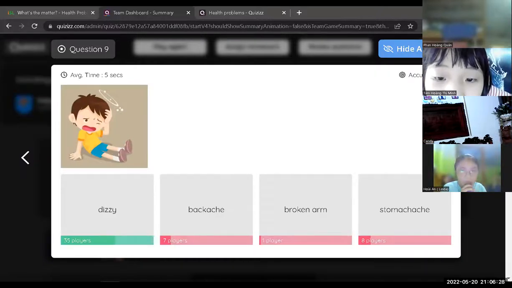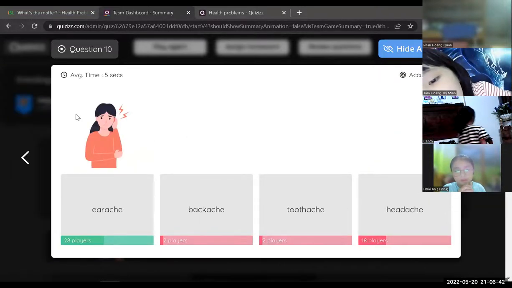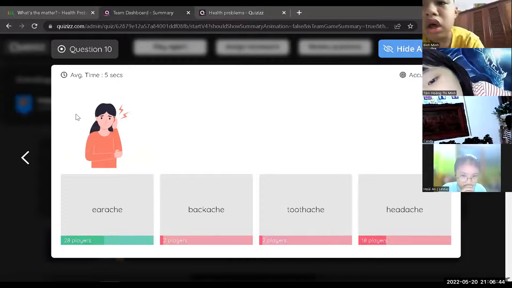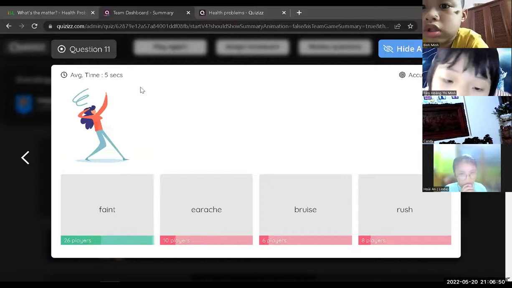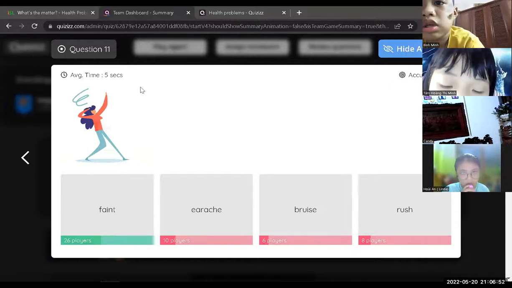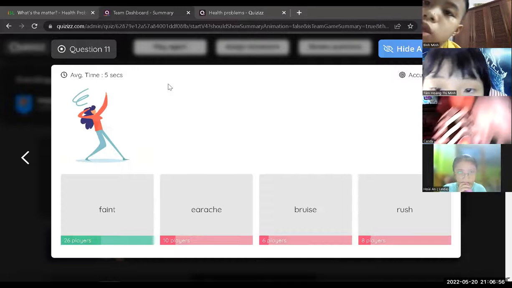Dizzy, you got dizzy. Bị chóng mặt. Something is wrong with your head. You feel dizzy. You want to lay down. Dizzy. Not stomach kick. She touches her ear, so she got an earache. Faint. Bị ngất. This picture is like you are about to faint, so we have the word faint. Bị ngất đi. Faint.